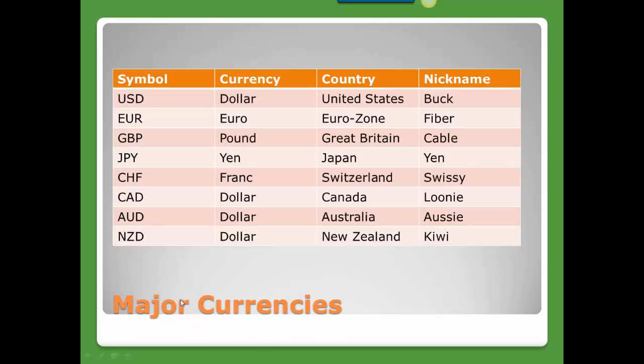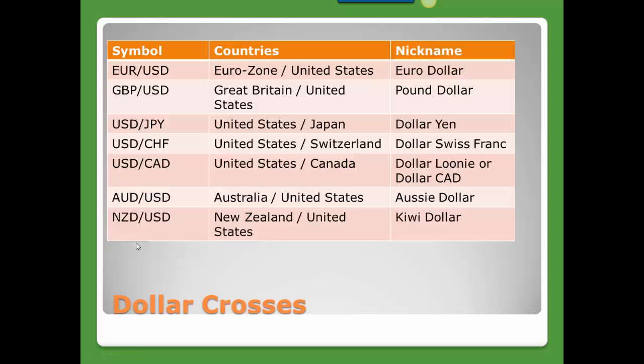Let's take a look at some of the major currencies that get traded in the Forex market. The first one and the most important currency that gets traded is the US dollar, which is represented by the symbol USD. There's also Euro, represented by the symbol EUR, British Pound, also known as GBP, Japanese Yen, called JPY, Swiss Franc, CHF, Canadian Dollar, CAD, Australian Dollar, which is called Aussie or AUD, and New Zealand Dollar, which is NZD.